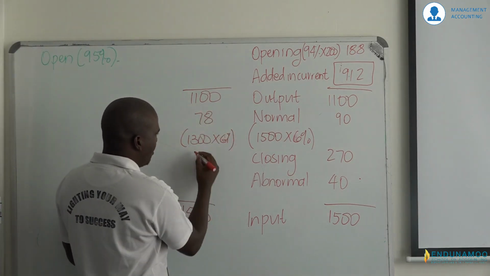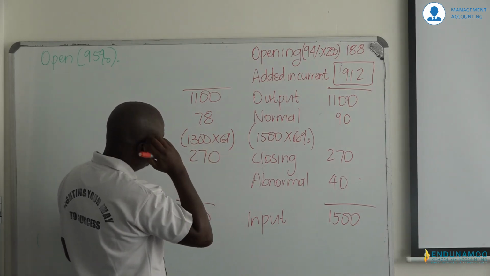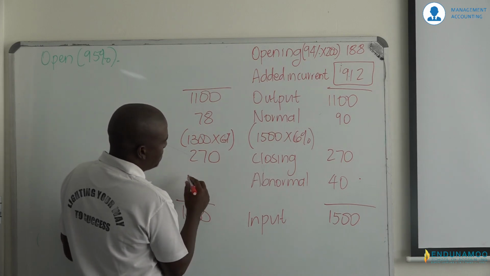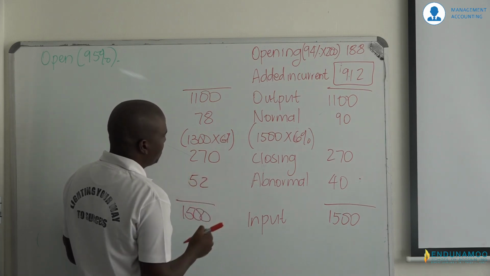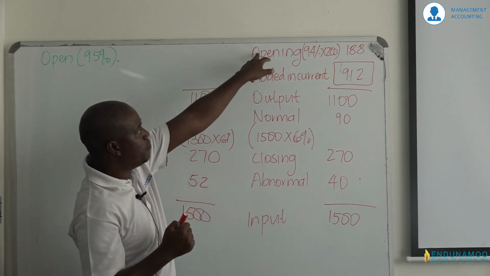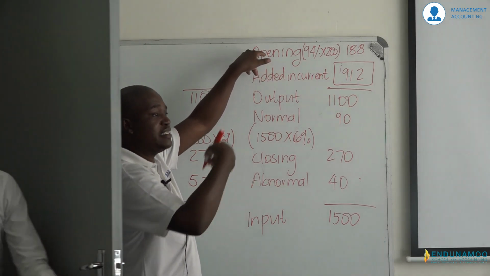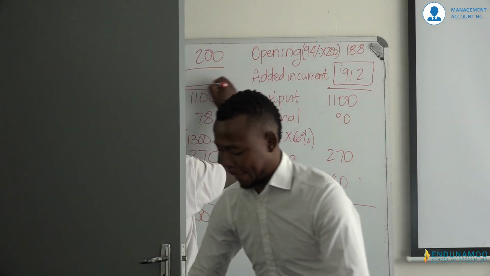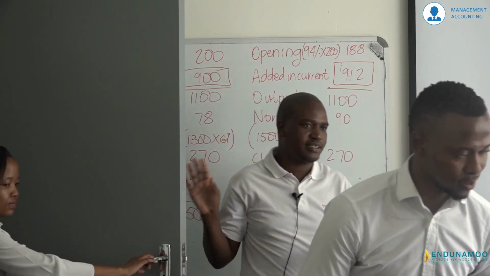78. Then this is still 270, right? So this will then be what? 52. Right? And then what will be the opening? It will be the full 200 because it is now after the loss. And therefore, you'll balance off with what? With 900. Do you see how this works?